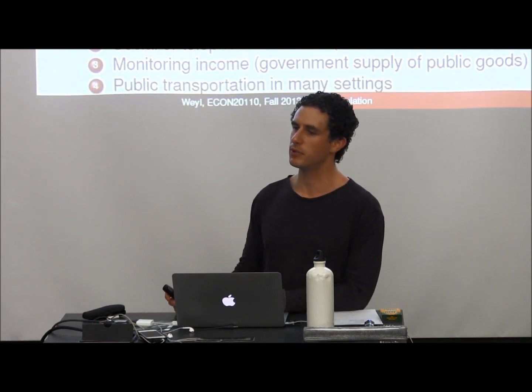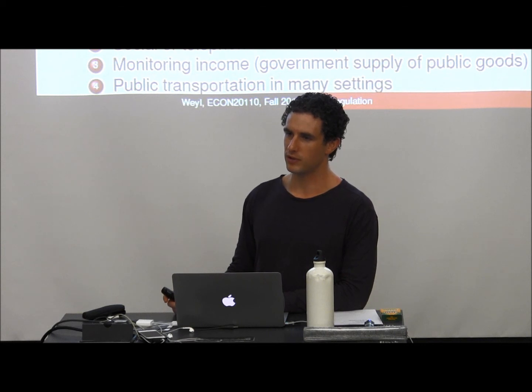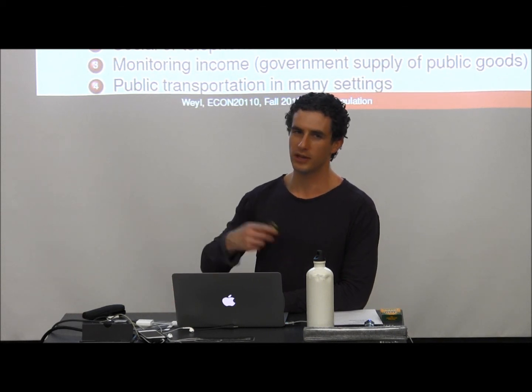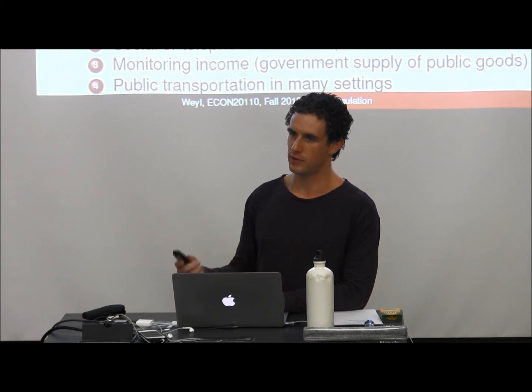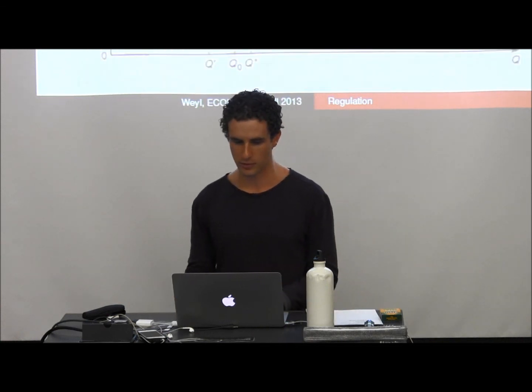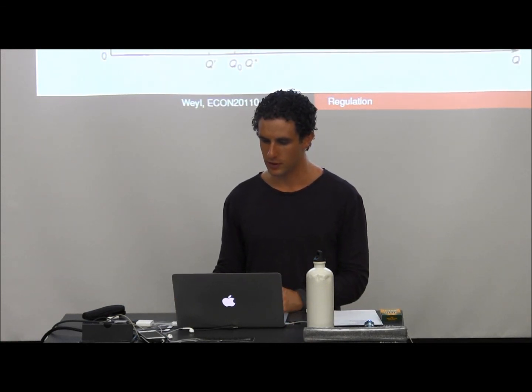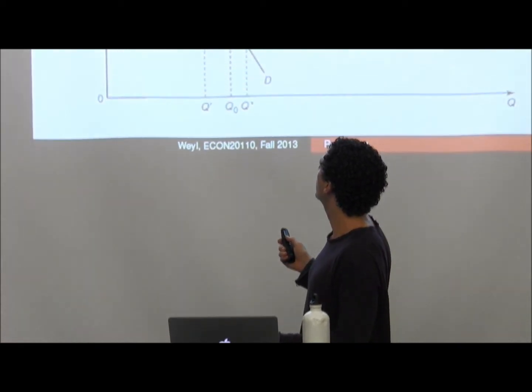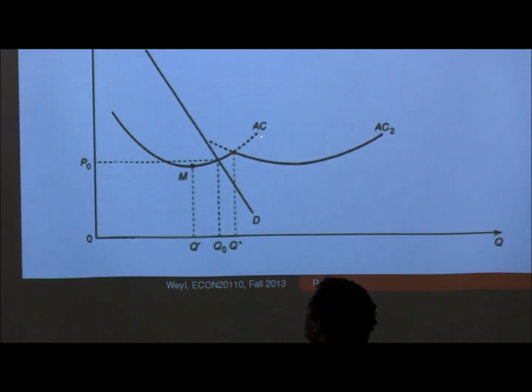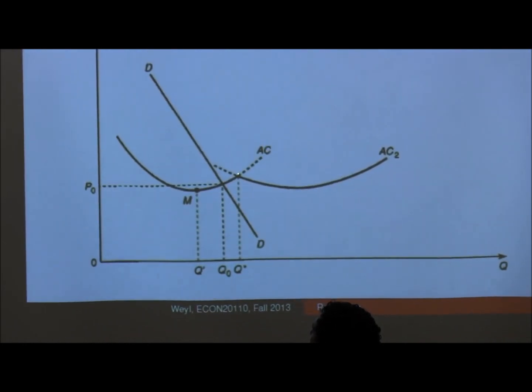Public transportation in many settings is a natural monopoly as well, because you don't want to overlay the public transit network. You just want to have one set of things operating there. Okay, so here is a picture like I drew here, where even though there's diseconomies of scale, it would still be more expensive to have two firms producing, right?